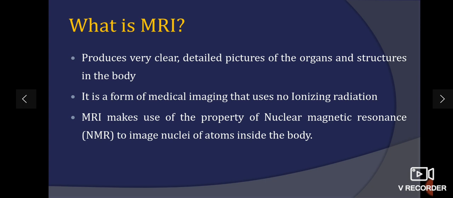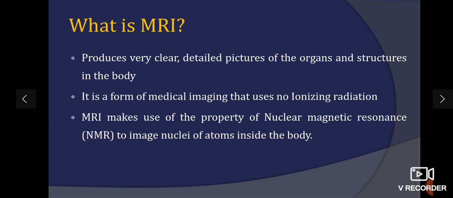Then it will not use ionizing radiation. It makes use of the property of NMR concept to image the nuclei of atoms present in the body. So it does not involve any X-rays or ionizing radiation, right? So in MRI, hydrogen atoms are most often used to generate a detectable radio frequency signal that is received by antennas in close proximity to the area being examined.